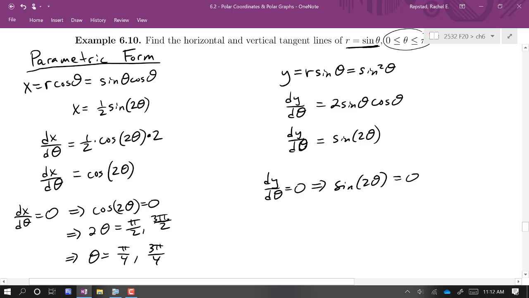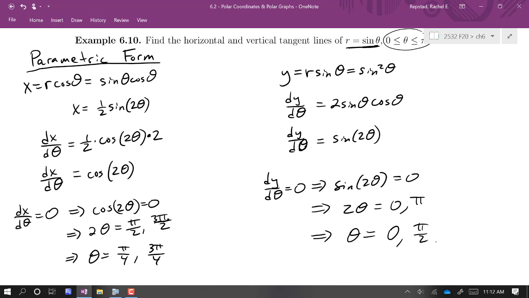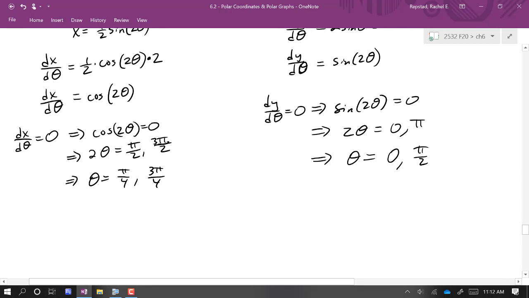And again, if θ is going from 0 to π, 2θ is going to go from 0 to 2π. So for 2θ, sine is 0 at 0, at π, and at 2π, and so that means that θ is 0 and π/2. Okay. So notice I didn't get any repeat values between setting dx/dθ and dy/dθ equal to 0. That's a good sign. That means that we will in fact have vertical tangents at both π/4 and 3π/4. We'll get the horizontal tangents at both 0 and π/2.